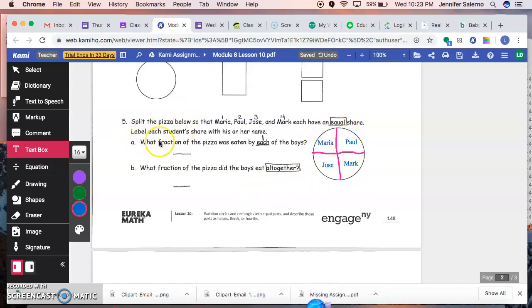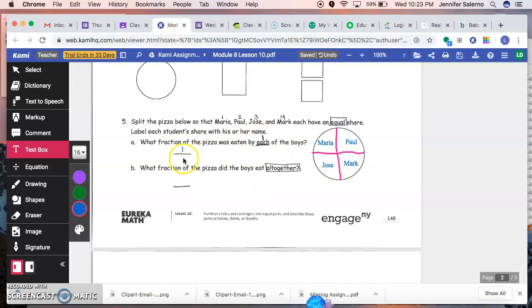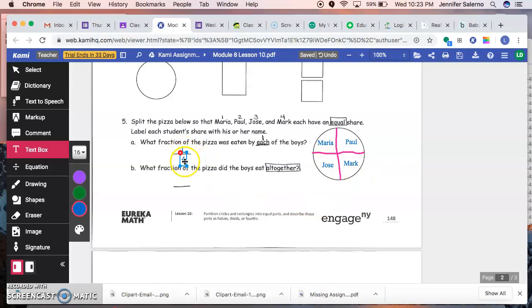Now it says, what fraction of the pizza was eaten by each of the boys? So each means 1, right? So if we're looking here, that means that it already told me each. So I know that my number on top of the fraction is going to be 1. And then the bottom number is the total number of parts. So when we count the total number of parts, we have 1, 2, 3, 4. So the answer would be 1/4.